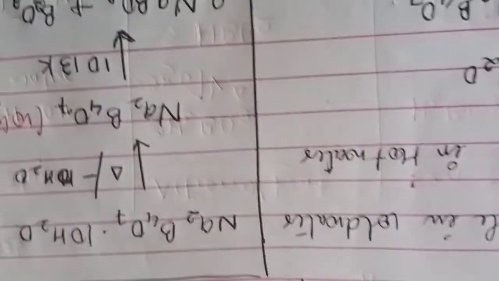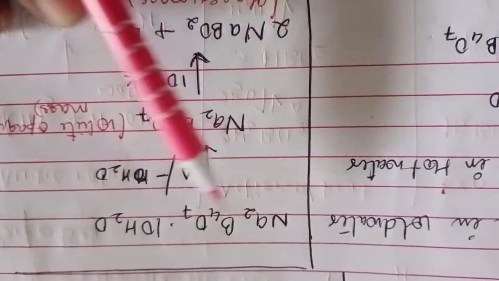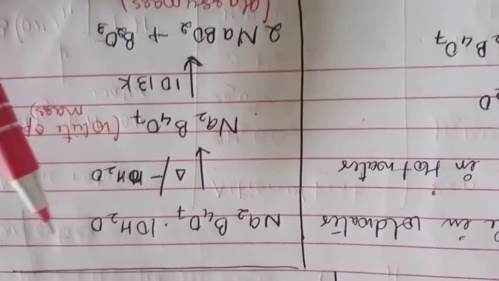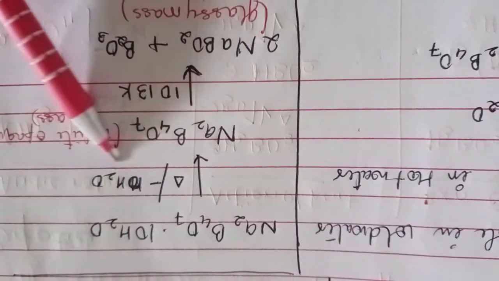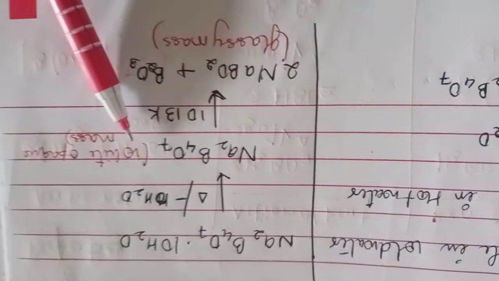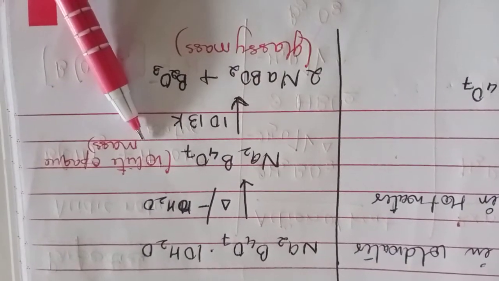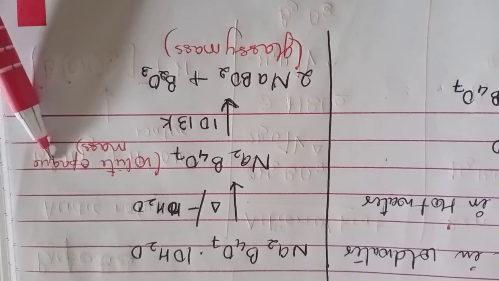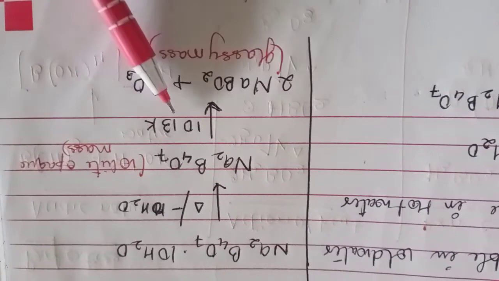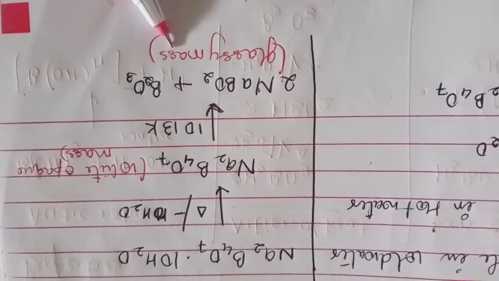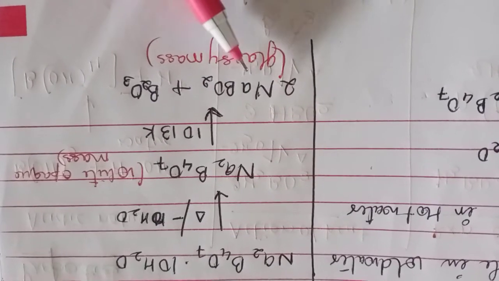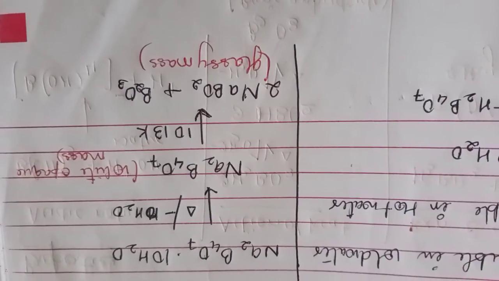Further, on heating this borax, it loses the associated water molecules. So we get an anhydrous form, a white opaque mass. On further heating at higher temperature, it forms a glassy bead, a glass bead mass of NaBO2 form.